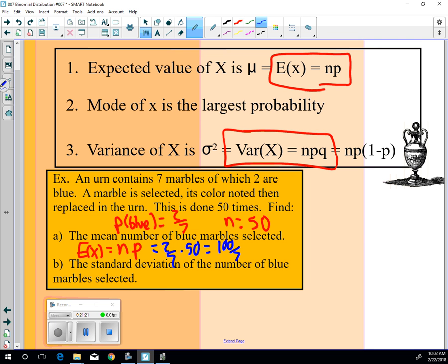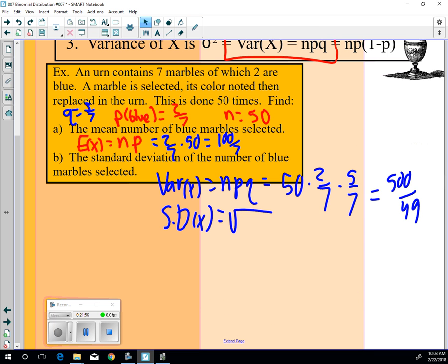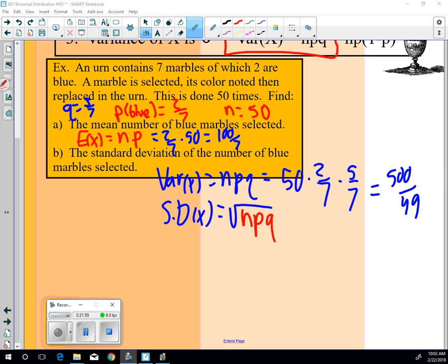What you might not see, though, is the variance. The variance is going to be npq, which is going to be 50 times 2/7 times q. By the way, what's q? Yeah, if p is 2/7, fail is 5/7, or non-blue. And when you multiply these together, you're going to get 500 over 49. And if you want the standard deviation, you take the square root of that. The standard deviation, the square root of npq, or the square root of 500 over 49. I think that's 10 square root of 5 over 7.